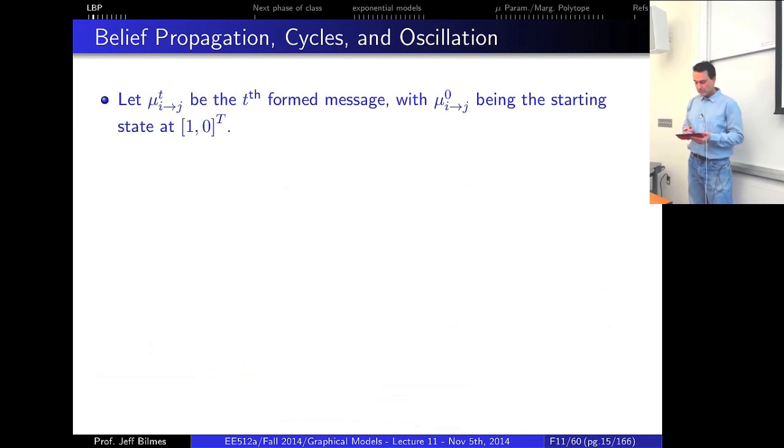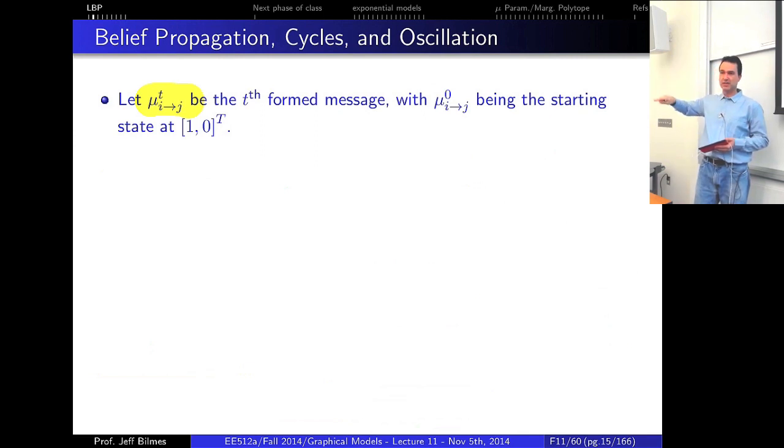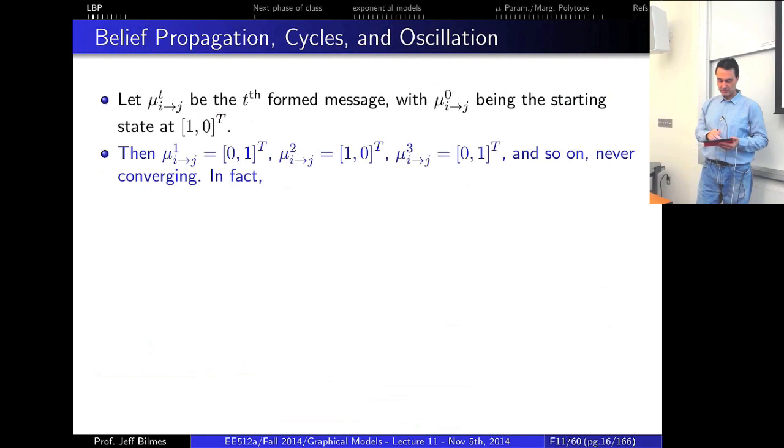So, a little bit more notation. mu t of i j is the message at the tth iteration. What we mean by the tth iteration is that we send a message, and then we go all around, and we come back. That's the t plus first iteration. And then we go all around again, and then we get the t plus second iteration. So every time we just keep going around the cycle. Every time we come back to the same message, say in this case ij, we increment t, and we start with mu naught being this starting state, which we mentioned before, which is 1, 0.